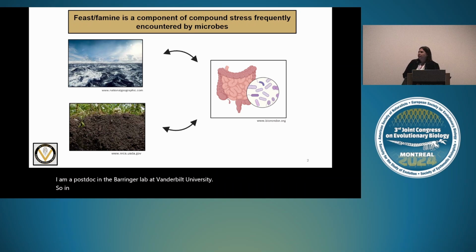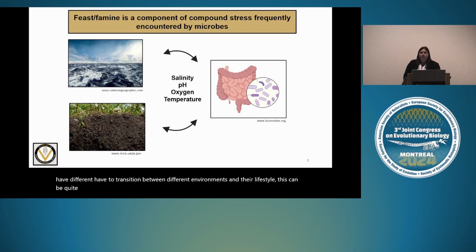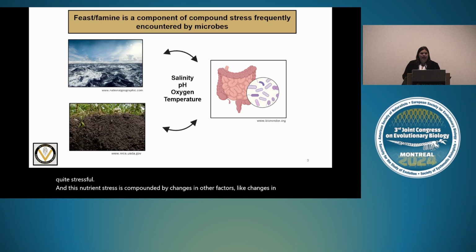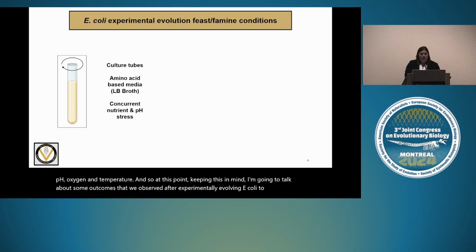So in nature, microbes often encounter the limitation of nutrients in their environment. And nutrients often come in the form of feast-famine cycles. So for E. coli and other organisms that have to transition between different environments in their lifestyle, this can be quite stressful. And this nutrient stress is compounded by changes in other factors like changes in salinity, pH, oxygen, and temperature. And so, keeping this in mind, I'm going to talk about some outcomes that we observed after experimentally evolving E. coli to feast-famine cycles.